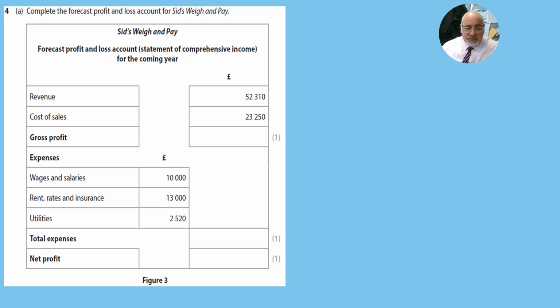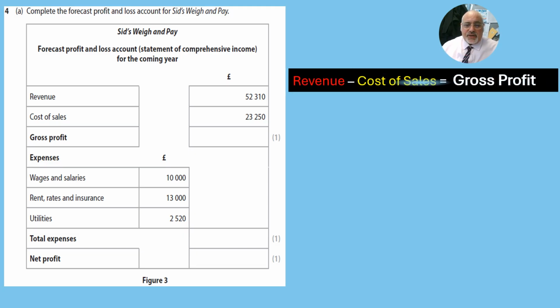So the question is asking us to work out gross profit, then total expenses, and then our net profit. So we know our formula to be revenue minus cost of sales. That's for gross profit. Therefore, looking at the information, our revenue is 52,310. Our cost of sales is 23,250. Take them away, and therefore you get an answer of £29,060, which is our gross profit.